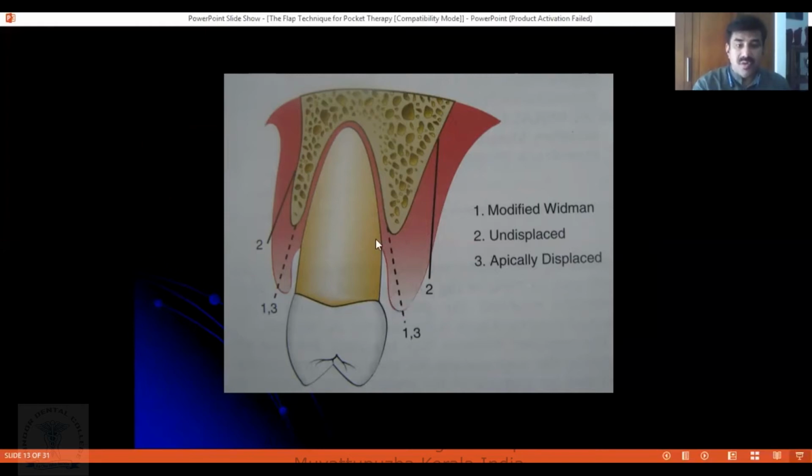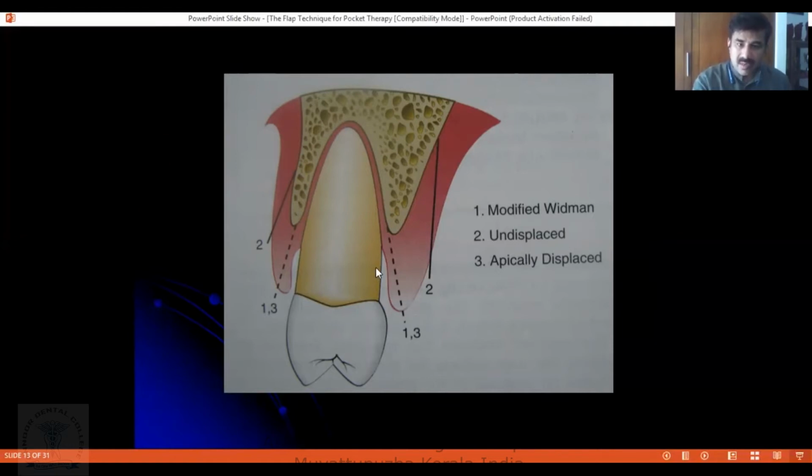Now, what we do in an undisplaced flap over here, corresponding to this base of the pocket, you put a bleeding point, you mark a bleeding point over here. But then you can take a probe, take a measurement here also, take this and this. So this point will correspond with your base of the pocket. And from that area, you put an internal bevel incision into the bone.